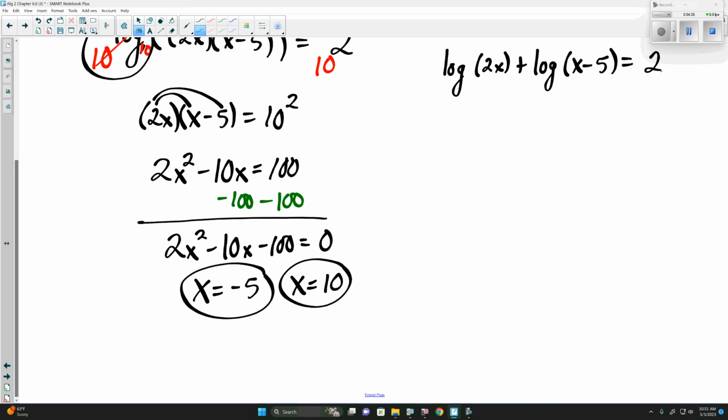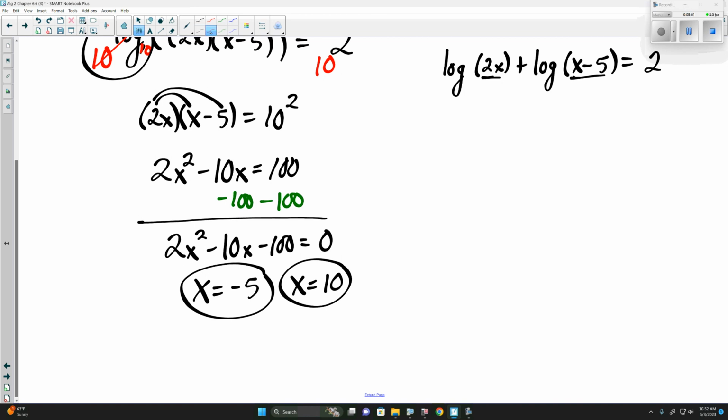Now, one thing we need to do is we need to check and make sure that these both work. Because one of the things that we cannot have inside the logarithm is a number that is negative or 0. Now, it's not talking about the value of x that we have, because negative 5 could work. But if we plug it back in, and the end result of simplifying in both of these here is a negative in either or both spots, that does not work.